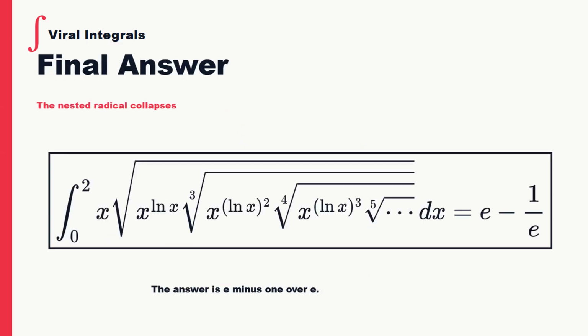And now we have the answer. The original integral is equal to e minus 1 over e.